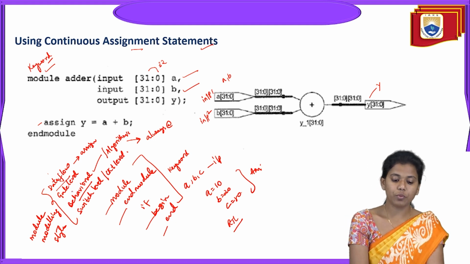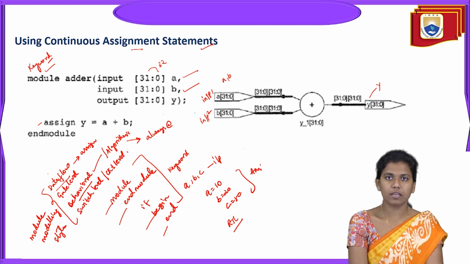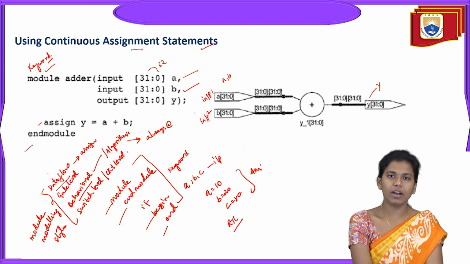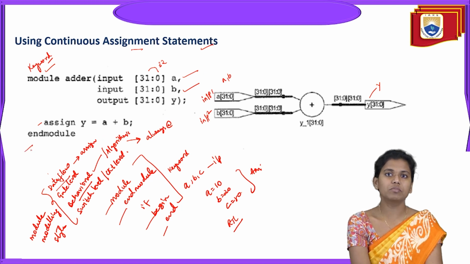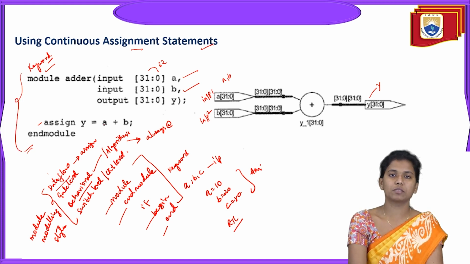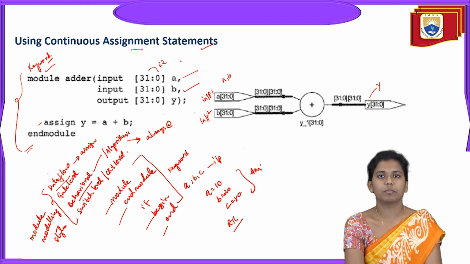Here, as we are discussing the continuous assignment statement, the keyword we need to consider is assign. Assign y is the output. Assign y equals a plus b. I'm simply considering a modulus adder, such that y equals a plus b. And then finally, I'm terminating the syntax with endmodule. So this is the basic way of writing syntax based on continuous assignment statements.